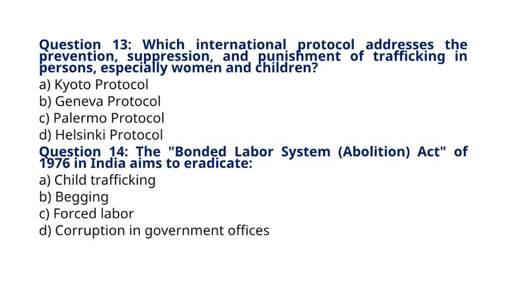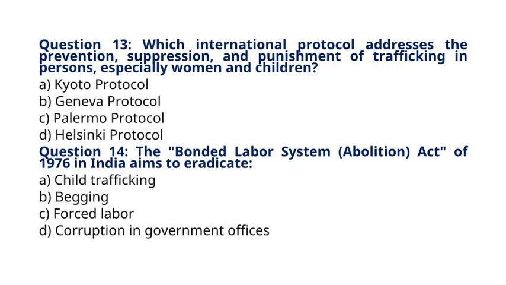Question 13. Which international protocol addresses the prevention, suppression, and punishment of trafficking in persons, especially women and children? A. Kyoto Protocol. B. Geneva Protocol. C. Palermo Protocol. D. Helsinki Protocol. The correct answer to question 13 is option C. Palermo Protocol. Explanation: the Palermo Protocol, also known as the Protocol to Prevent, Suppress and Punish Trafficking in Persons, especially women and children, is an international legal framework to combat human trafficking.